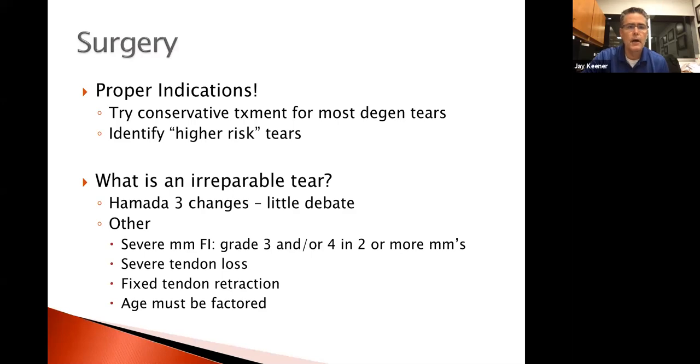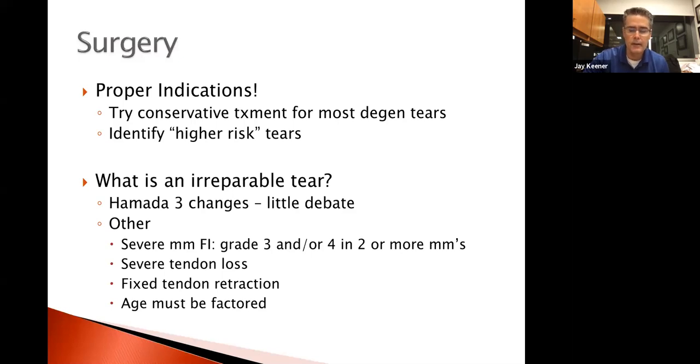Okay, so surgery, just quickly, we're going to talk about some technique pearls. Importantly, indications are really important. I think I manage most degenerative tears conservatively, even the ones that I deem higher risk. The ones that are higher risk, I do tend to watch a little more closely. One of the most fundamental questions is, what is an irreparable tear? As I mentioned before, if you have Hamada 3 changes, there's little debate that a soft tissue procedure doesn't really work in those patients.